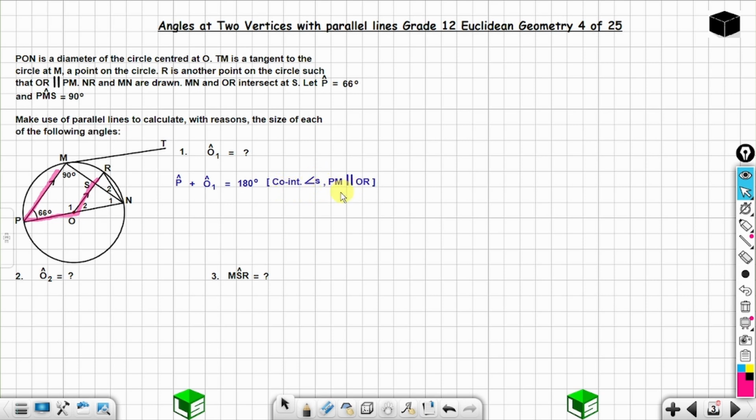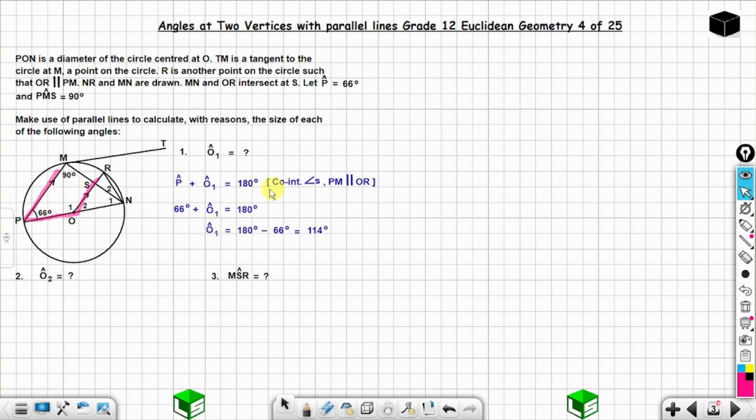You have to state which two lines are parallel to each other. PM parallel to OR, co-interior angles. So P is equal to 66 plus O1 is equal to 180 degrees. So O1 is equal to 180 minus 66, which is equal to 114 degrees.